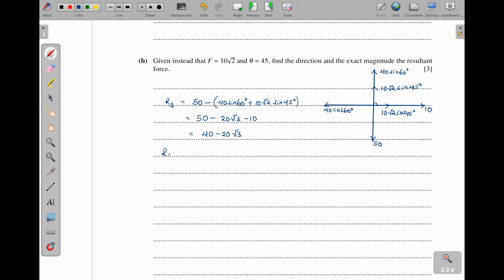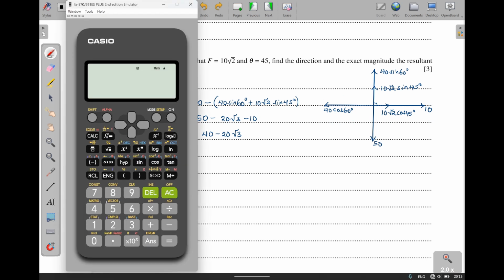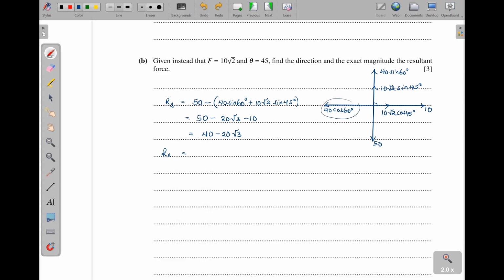Then how about Rx, the resultant in the x? Is this bigger than what is this way? So let's check. Cos 45 is 1 over root 2, so it will cancel that root 2. So we shall have 10, then plus 10, which is 20. And this 40 cos 60, that's half of 40, which is 20. So that means this way we have 20, and also this way we have 20. So that means Rx is what? 0. Okay, so Rx is 0, but you can show it here.